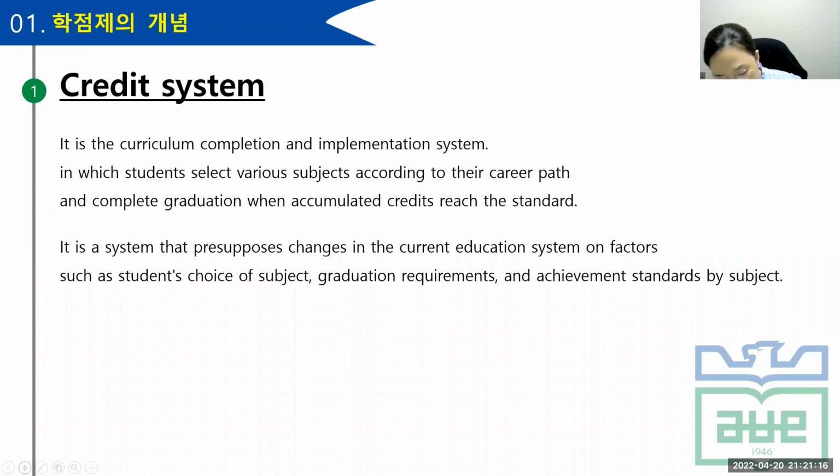And in other words, in the credit system, students can choose a subject if the minimum achievement standards set for each subject are met at a certain level, the student will complete the same concept as the amount of learning required for graduation.